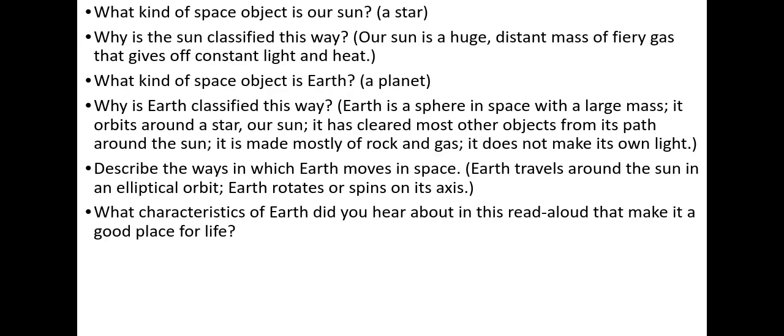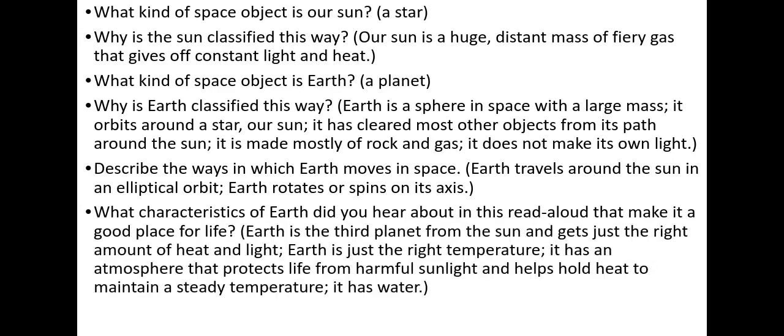What characteristics of Earth did you hear about in this read aloud that make it a good place for life? Earth is the third planet from the sun and gets just the right amount of heat and light. Earth is just the right temperature. It has an atmosphere that protects life from harmful sunlight and helps hold heat to maintain a steady temperature. It also has water, which is important.